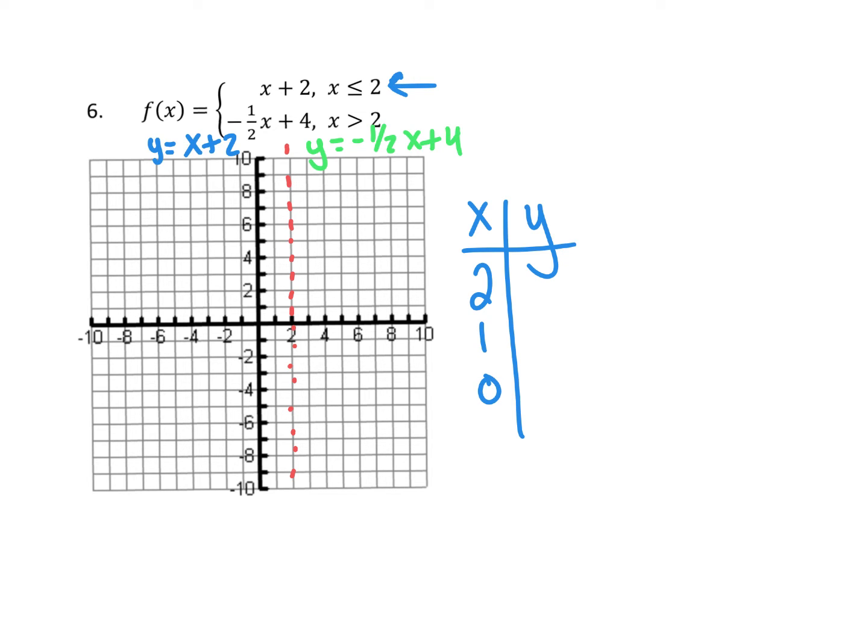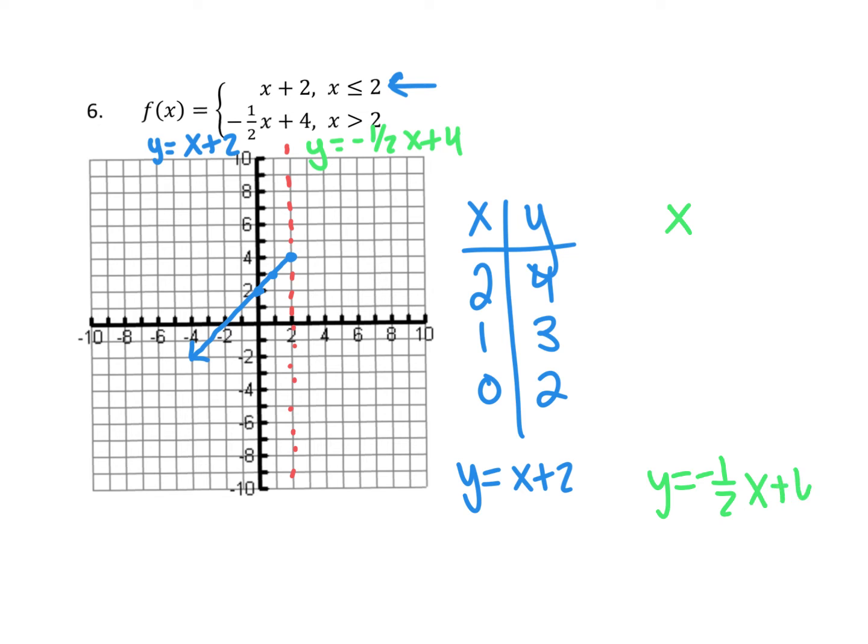And again, we're graphing y equals x plus 2. So 2 plus 2 is 4, 1 plus 2 is 3, 0 plus 2 is 2. I'm going to graph (2, 4), (1, 3), (0, 2) to help me guide where I should be placing my line. And in this case, remember, it's not actually a line, it's a ray because it's going in one direction. That line will continue on forever to the left of the graph, in other words, where x is less than or equal to 2.